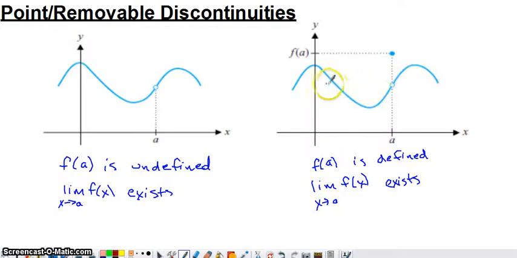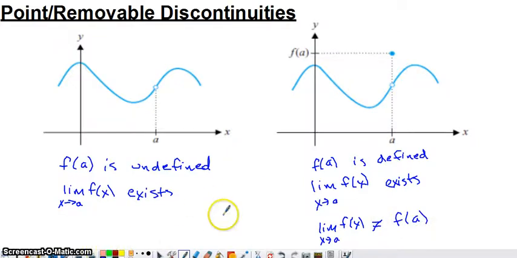The limit is the y value that's down here, the y value of this open circle, and then the function value at a is the y value of this closed circle. So the last piece of the definition of continuity is violated here, and that's that the limit as x approaches a on this graph is not equal to f of a.